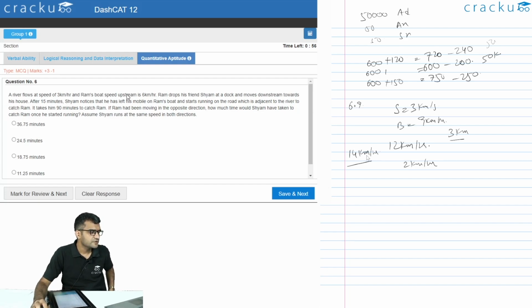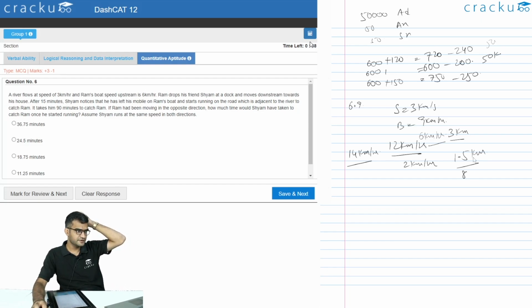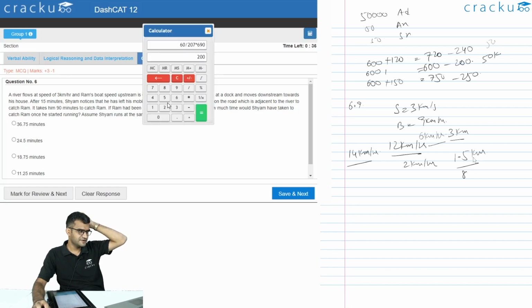If Ram had been moving in the opposite direction, how much time would Ram? Okay. So suppose he's going to get 6 kilometers per hour. Okay. In 15 minutes, he would have gone to 1.5 kilometers divided by 8. Correct? 1.5 kilometers divided by 8. 1.5. Okay. Fine, I got this question.